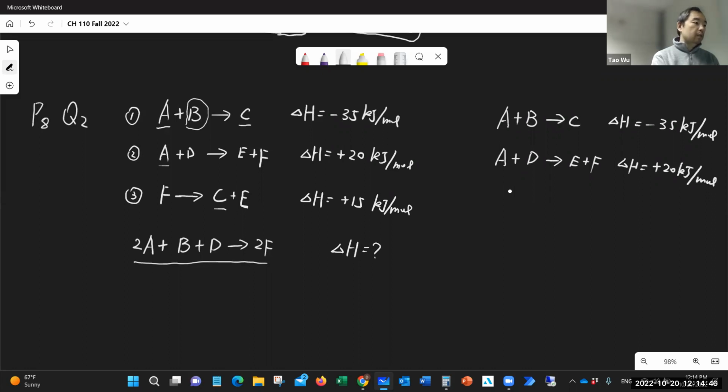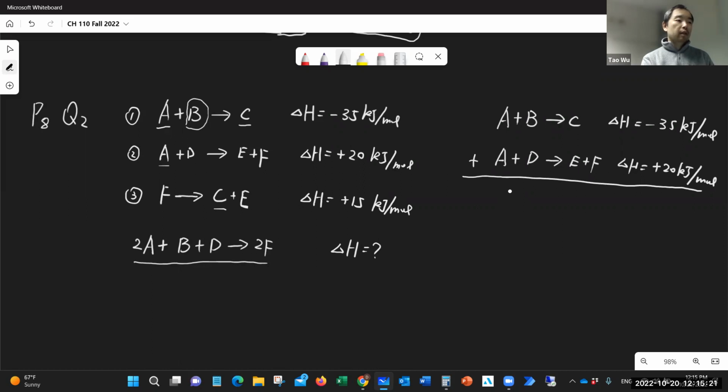Okay, and let's look at equation 3. Do we need to change anything? Well, F, C, and E are all not unique components, so based on the coefficients we cannot modify this equation. But we already modified the first two equations. Let's see what we get if we add up those two equations.